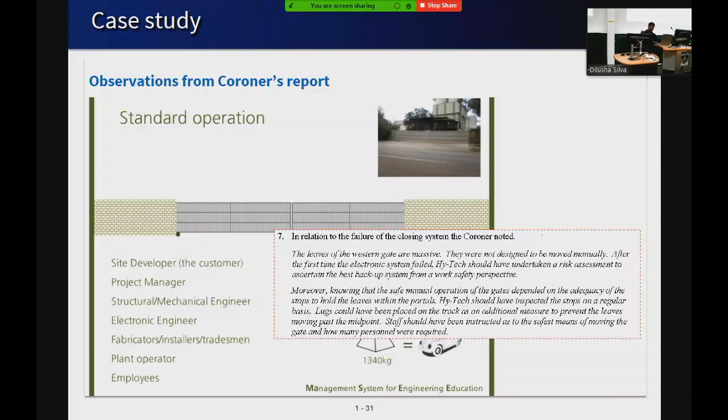Yes, you're right, Adrian, there were stops. Lugs could have been placed on the track as an additional measure. So it looks like there were stops in place, and because of the weight of the gates, they'd just been wedged off, knocked off. The exact parameters of the contractual responsibilities of the various parties has been the subject of some debate. Right, so you don't want to get to that state in your design.